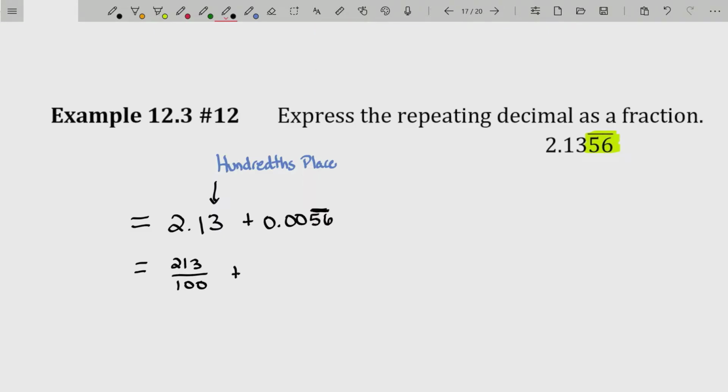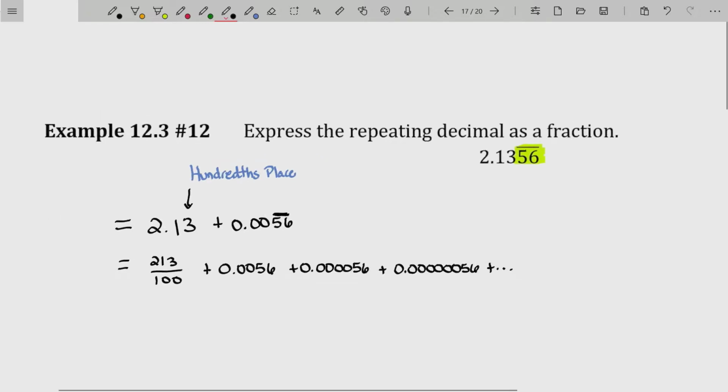Now what I'm going to do is break apart this 0.0056 into 0.0056 plus 0.000056 plus 0.00000056 plus ... down the line. Now, it looks pretty ridiculous, but the reality is that's exactly what that number is.